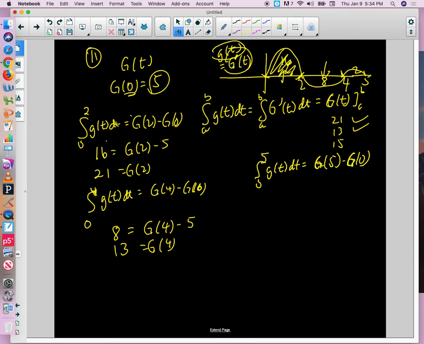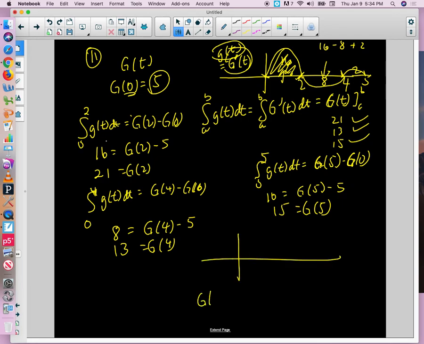Writing's terrible. So you have 16 minus 8 plus 2, and so that gives you 10. G of 5. G of 0 was 5. So G of 5 is 15. So that's where they got that number they were trying to tell you. So now we're going to sketch the graph of G of t.